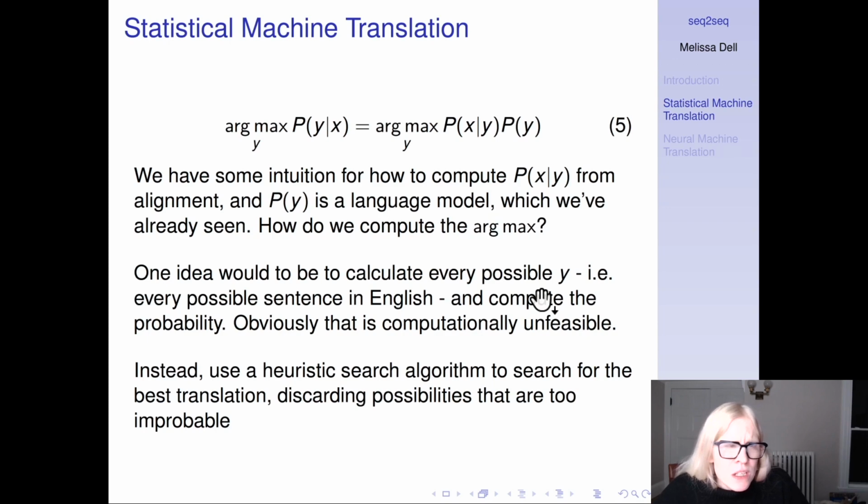So we have some intuition for how to compute P of X given Y from alignment, and P of Y is a language model, which we've already seen.